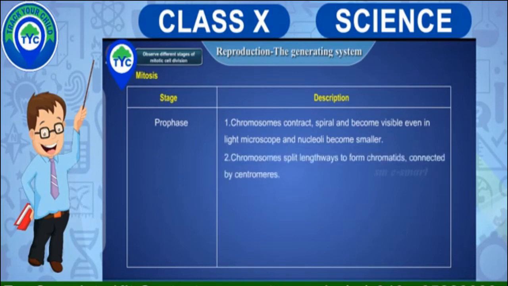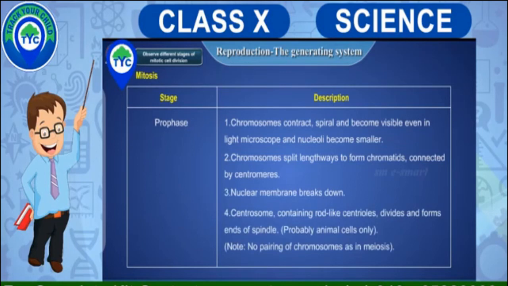Chromosomes split lengthways to form chromatids connected by centromeres. Nuclear membrane breaks down. Centrosome, containing rod-like centrioles, divides and forms ends of spindle. Note: no pairing of chromosomes as in meiosis.